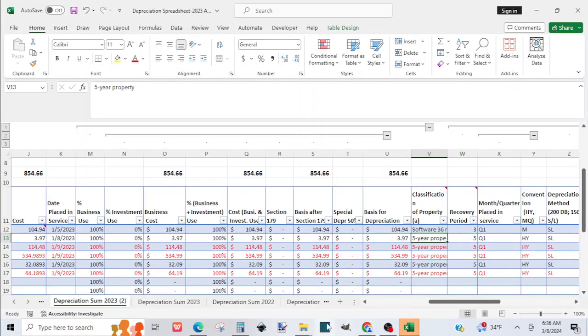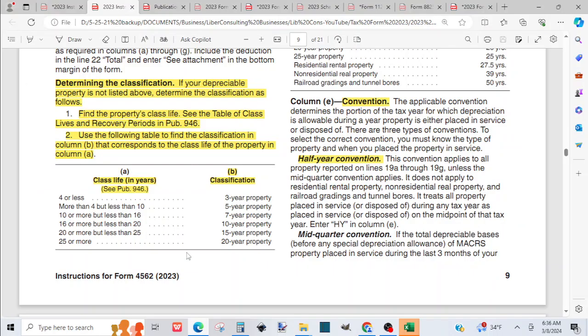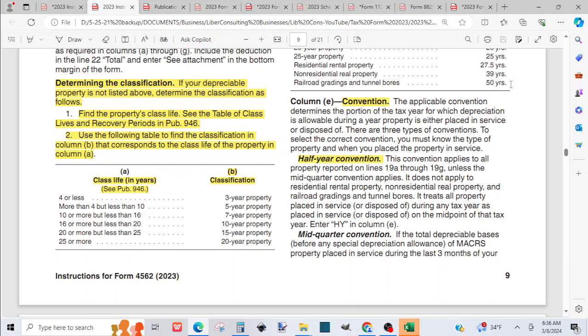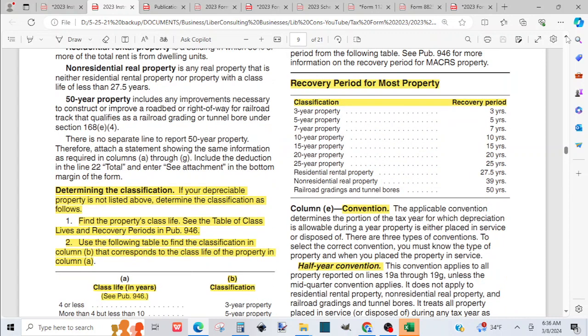Knowing it is 5-year property, although we already know the recovery period is 5 because our publication told us that, for confirmation, when we go to the instructions and take the classification 5-year property, and scroll up a little bit, we will find the recovery period. Classification 5-year property is for 5 years. That means you depreciate for 5 years. That's how it works.